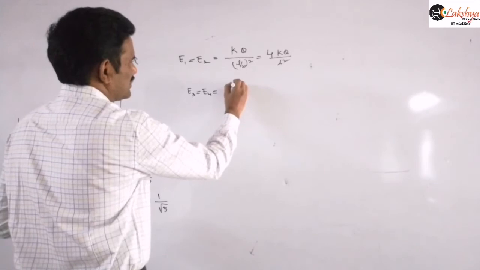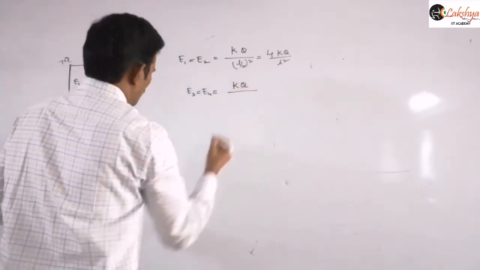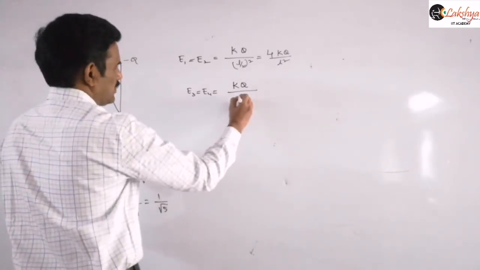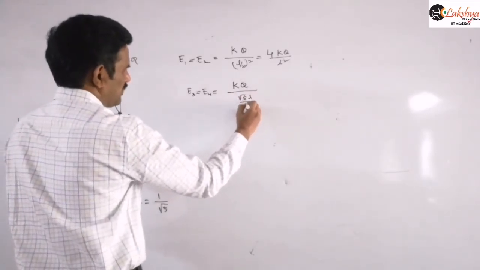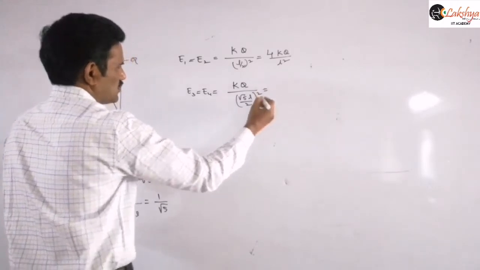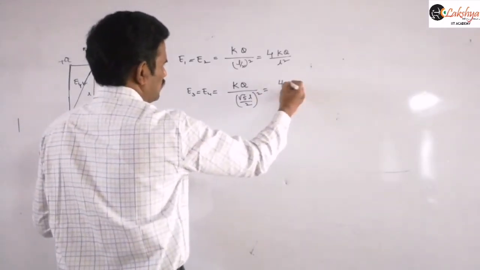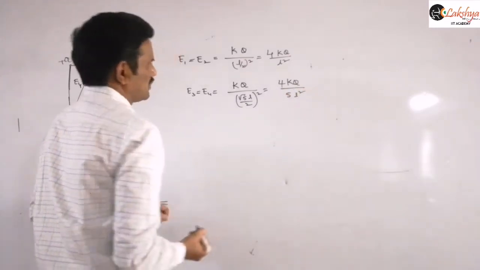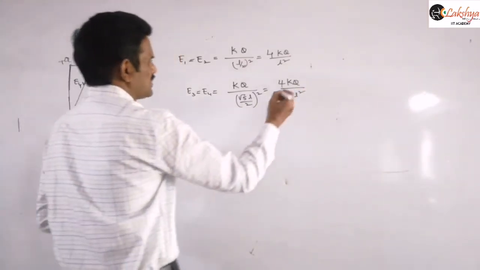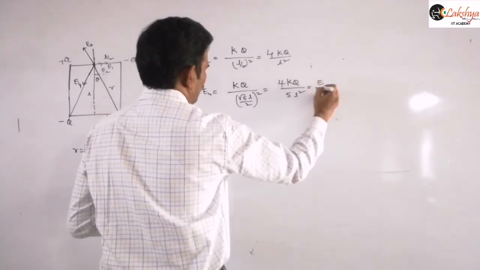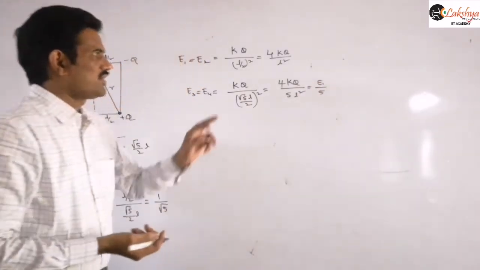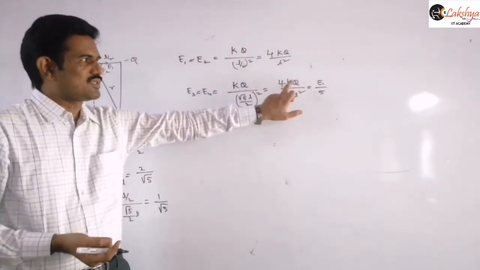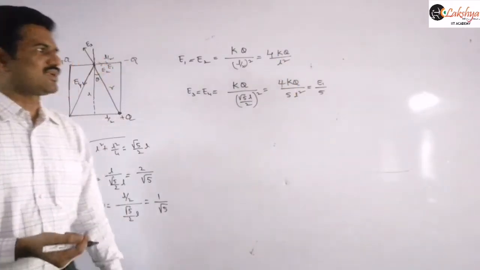And so then I can write this as KQ by now R square. R square means this value, that is root 5 L by 2 whole square, which you can write as 4KQ by 5 L square, right? So that means we can write these values simply as E1 by 5. Because E1 means 4KQ by L square, so then additionally this 5 is there. So I can write like that.